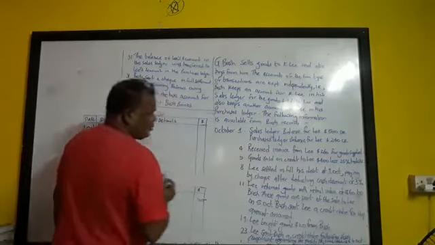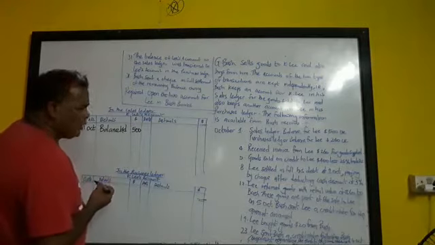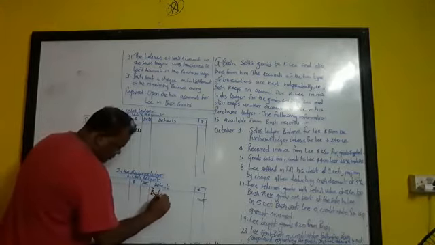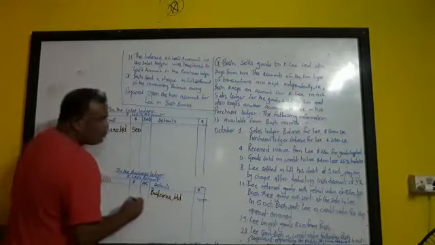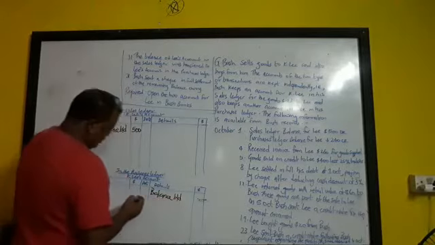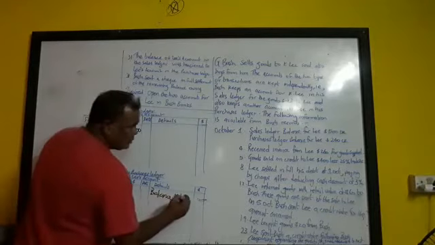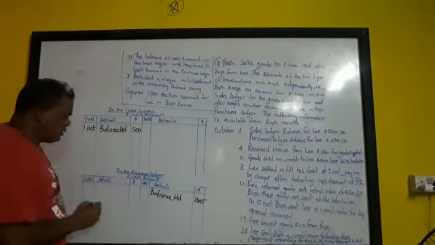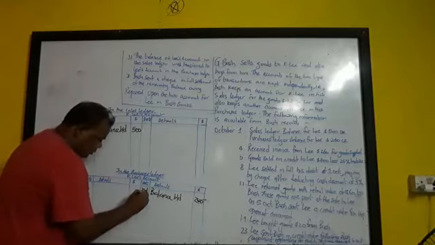Purchasers ledger balance for Lee, 240. Credit balance in the purchasers ledger. So when the business is purchasing goods from Lee, Lee becomes the supplier, 240. This is the same date, 1st October.